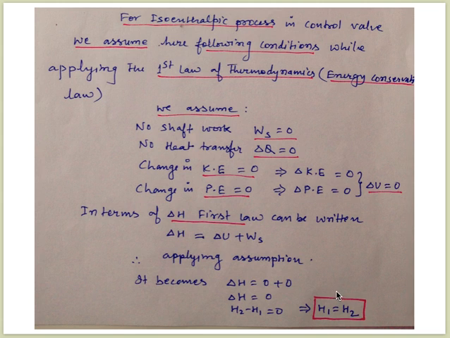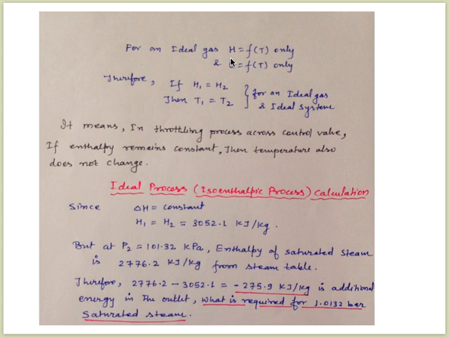So this is called an isenthalpic process. This is how we derive the isenthalpic relationship. For an ideal gas, we know that enthalpy is a function of temperature only, and internal energy is also a function of temperature only. So if H1 equals H2, then T1 equals T2, which must hold for an ideal gas, an ideal system. It means in the throttling process across a control valve, if the enthalpy remains constant, then the temperature also does not change.